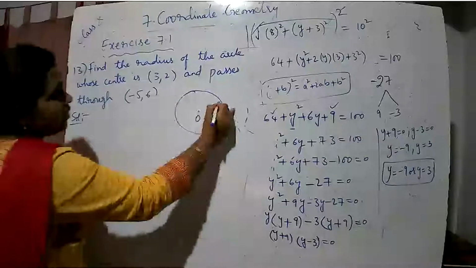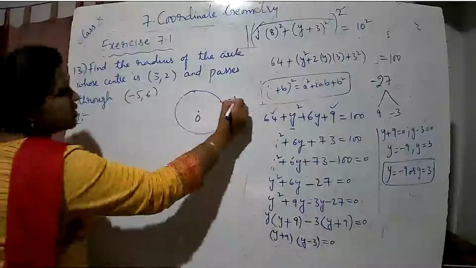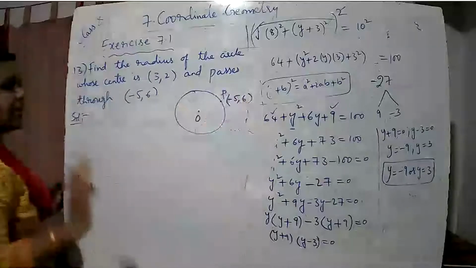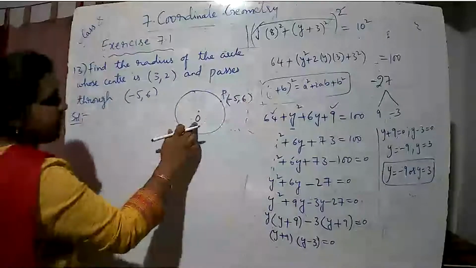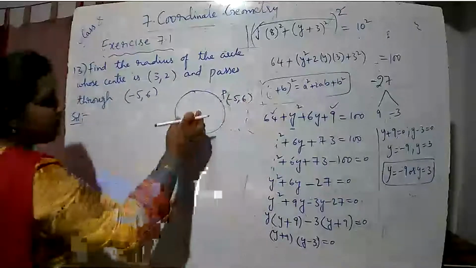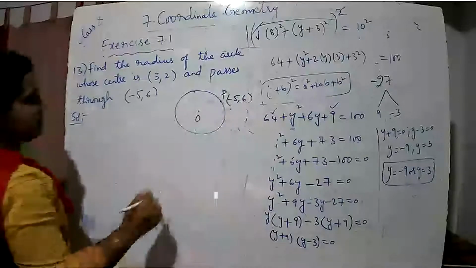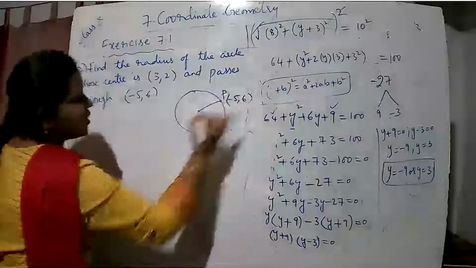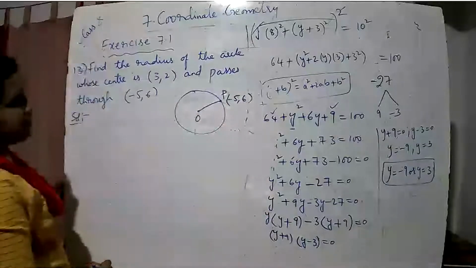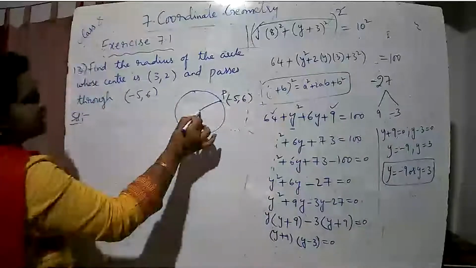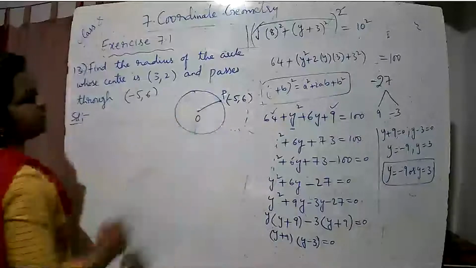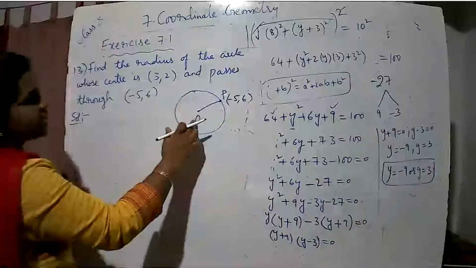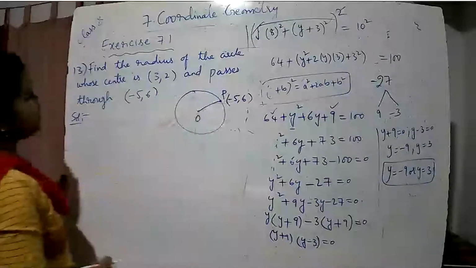So you take any one point on the circle, which is (-5, 6). Let us take this as point P. You can name it anything, capital A, capital B, or any capital letter. So join O to P. What you'll get here? O to P is nothing but the radius. The line joining the center to any point on the circle is called the radius. OP is the radius here. That is, the distance from O to P gives the radius of the circle.